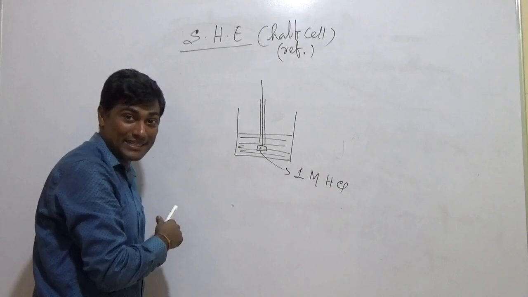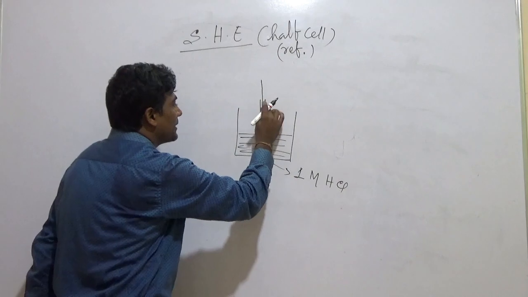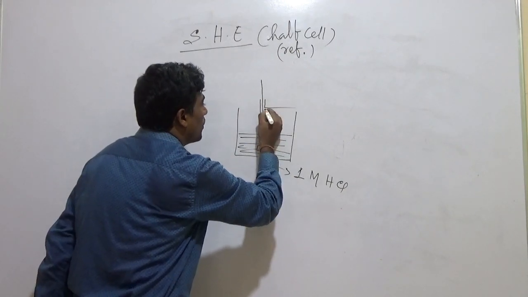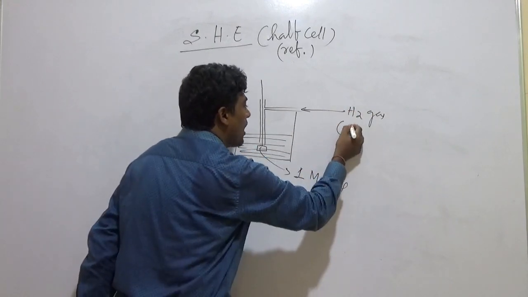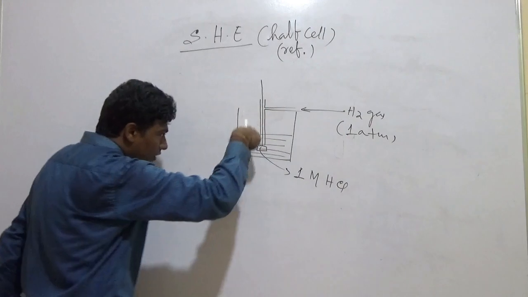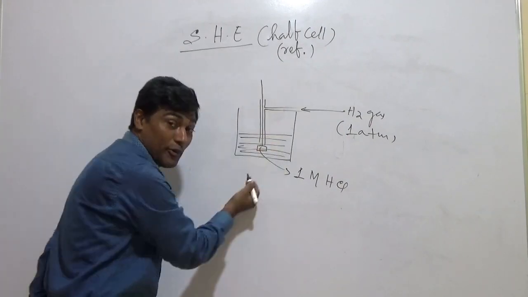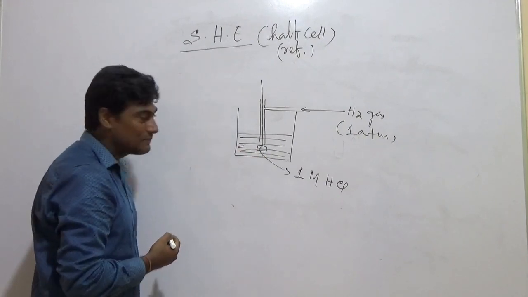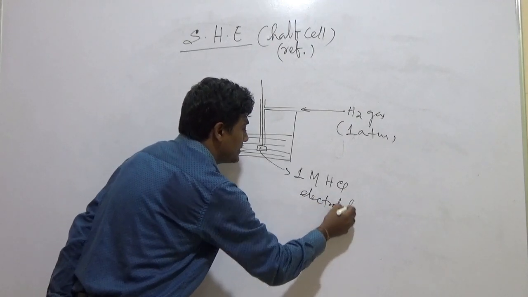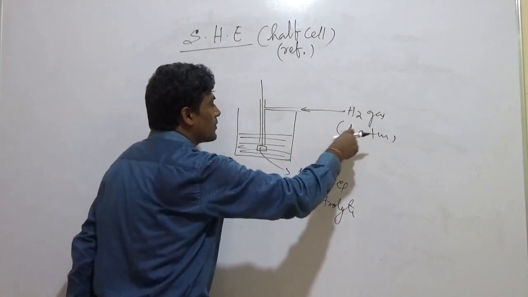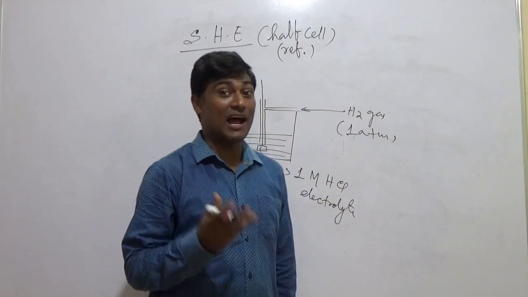connects to a platinum plate. This platinum wire connects to a platinum plate, and through it hydrogen gas at 1 atmospheric pressure is bubbled. So the construction is a platinum wire connected to a platinum plate. The electrolyte is 1 M HCl, and hydrogen gas at 1 atmospheric pressure is bubbled through it. Now, this is the standard hydrogen electrode.